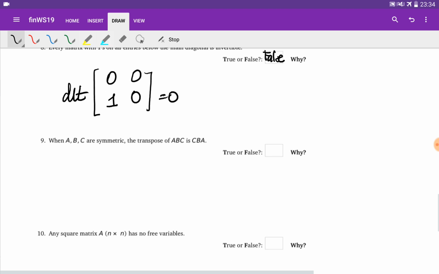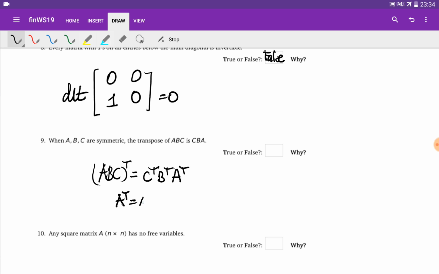If A, B, C are symmetric, then the transpose of ABC is equal to CBA. So the transpose of the multiplication of 3 matrices is the multiplication of the transposes in reverse order. It's going to be C transposed, B transposed, and A transposed. A matrix is called symmetric if A transpose is equal to A, B transpose is equal to B, and C transpose is equal to C. So this is going to be CBA. So it means that this is true.